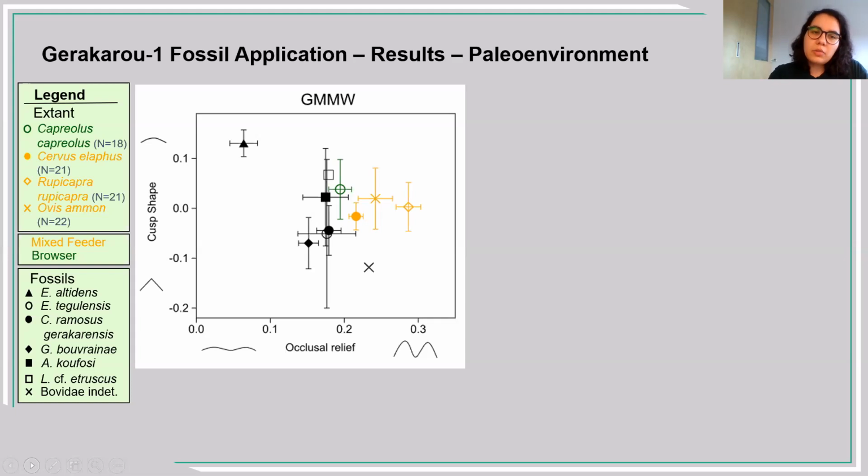And on the other end of the spectrum, the X, which is the bovid, which is a juvenile, seems to have the sharpest and highest cusps, indicative of a browser. But usually juveniles, because they do not have enough wear in their teeth, sometimes plot as browsers without actually being.